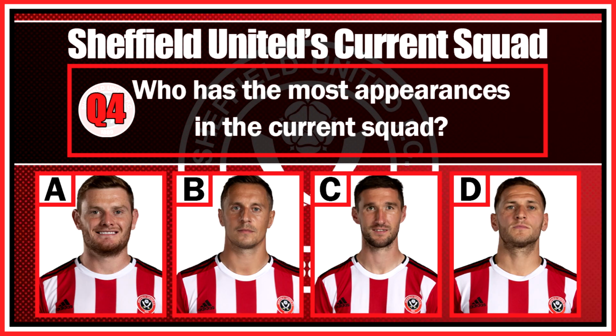Question number 4. Who has the most appearances in the current squad? Was it O'Connell, Jagielka, Basham or Sharp? And the correct answer was B, Phil Jagielka. Jags has played over 250 times for the Blades in his career.